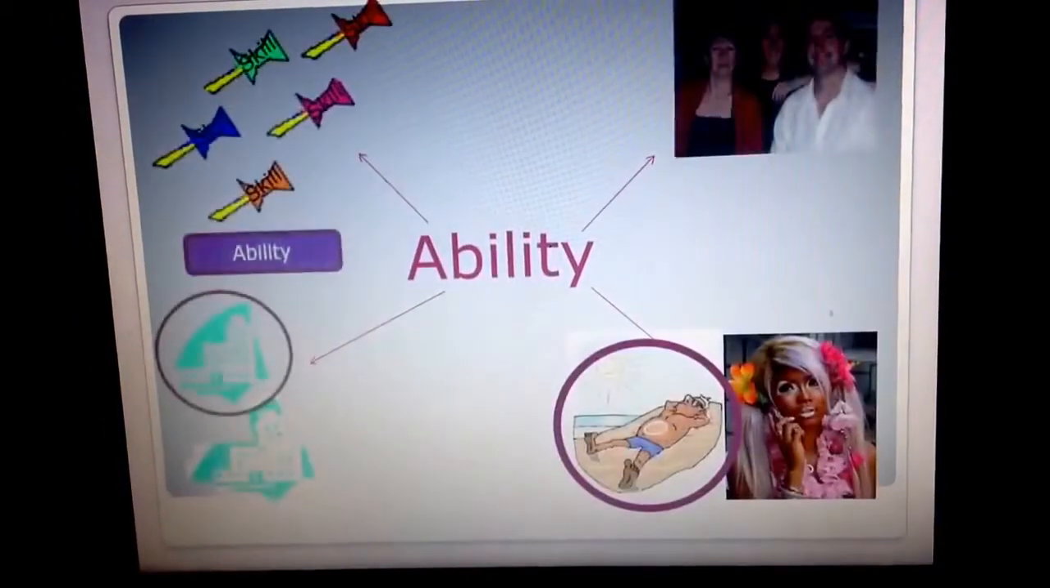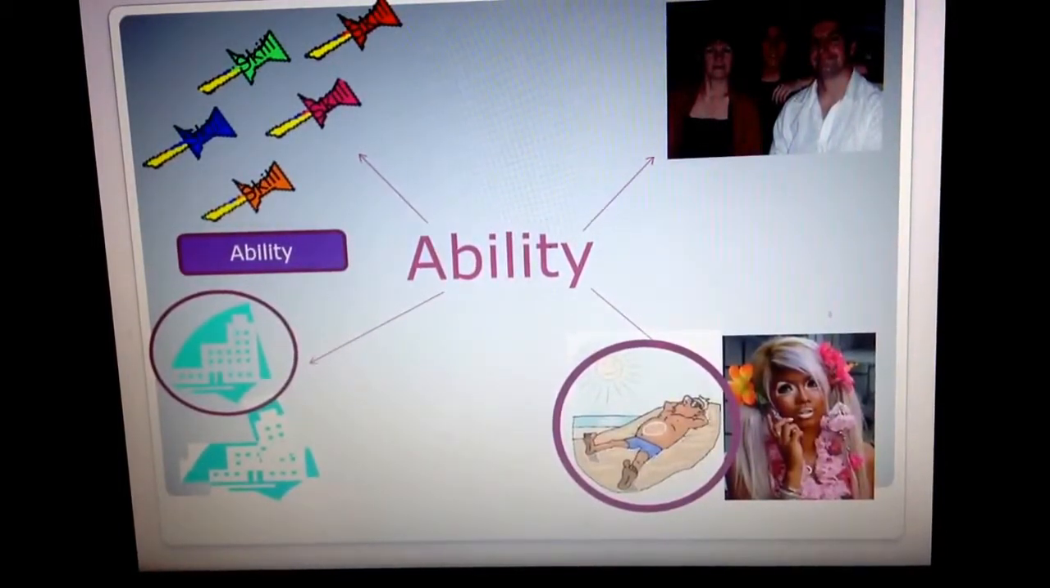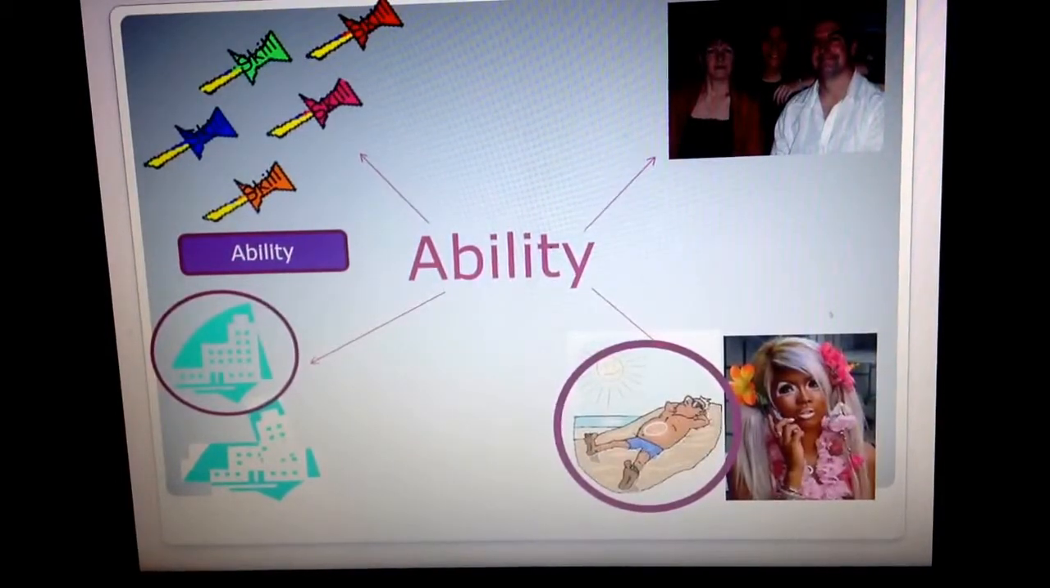So what is ability then? Four pictures to kind of give us a clue. So top left, skill underpins or is supported by ability. Bottom left, ability is stable rather than the broken down building that's below it. Top right, ability is inherited from parents via our genes. And the bottom one, ability is natural or innate.